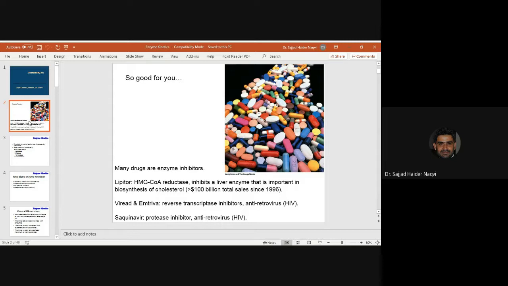Similarly, Viread and Emtriva are drugs used as reverse transcriptase inhibitors. This is an enzyme which does the reverse transcription, and these drugs inhibit it. They are antiretroviral or antiviral drugs because they are used in the treatment of HIV. Then we have saquinavir. This drug is a protease inhibitor, which stops the protease enzyme, and this is also one of the antiviral drugs used.